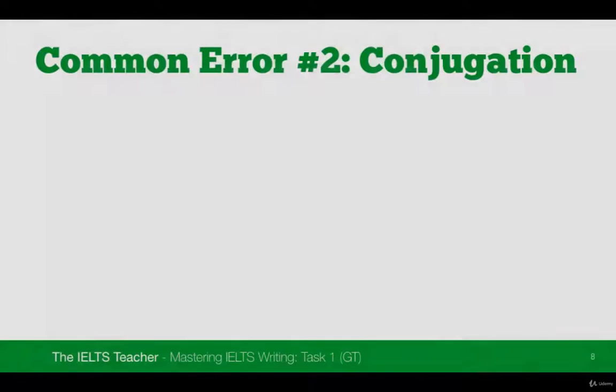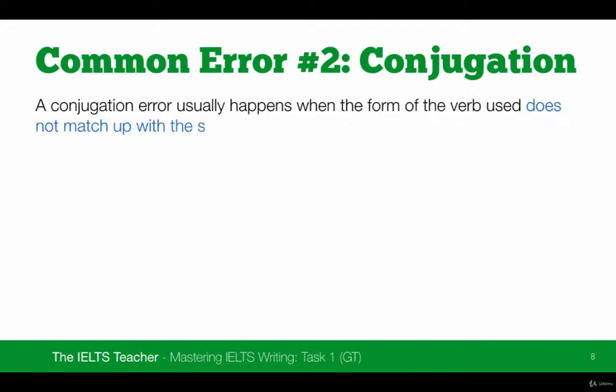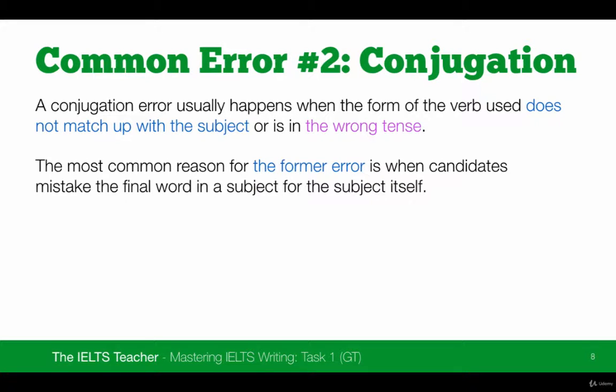Let's move on and think about the second common error, which is verb conjugation. Now, a conjugation error usually happens when the form of the verb used either does not match up with the subject or the verb is in the wrong tense. So this is the form of the verb, the conjugation of the verb, and there are two problems here. Now, the most common reason for the former error, not matching up with the subject, is when candidates mistake the final word in a subject for the subject itself.